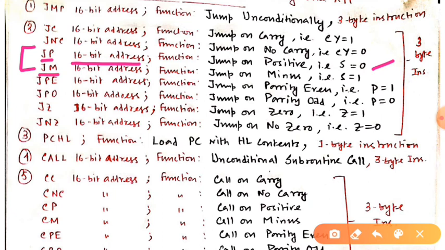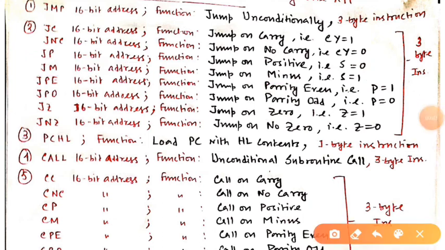The opposite will happen in case of the JM instruction. JM is actually jump on minus. That means if the S flag was 1 previously, then only this JM instruction will jump the program sequence to the given memory address.